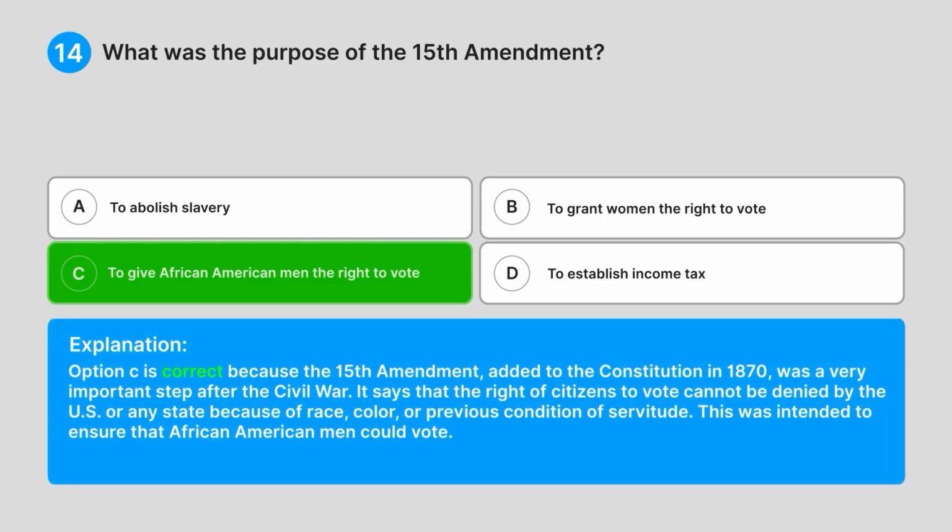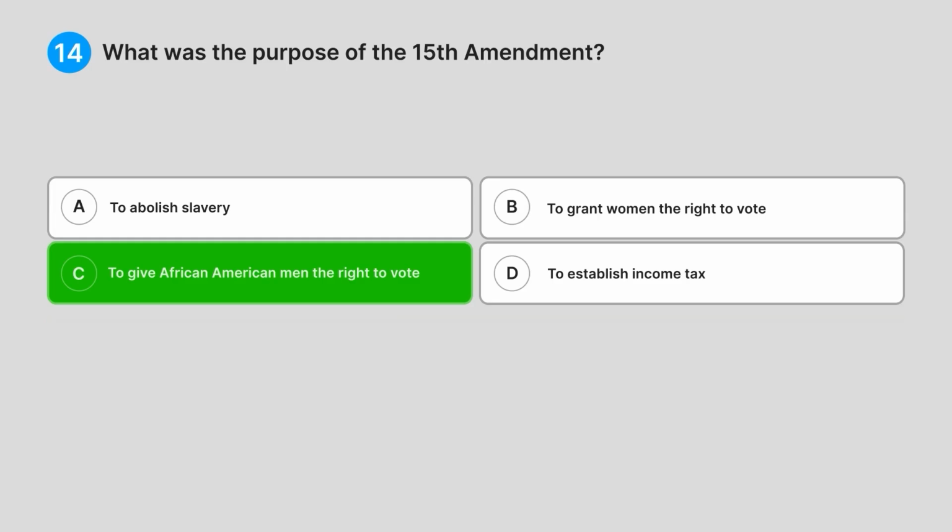Explanation: Option C is correct because the 15th Amendment, added to the Constitution in 1870, was a very important step after the Civil War. It says that the right of citizens to vote cannot be denied by the US or any state because of race, colour, or previous condition of servitude. This was intended to ensure that African American men could vote.